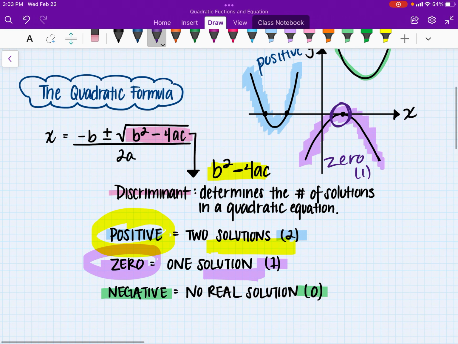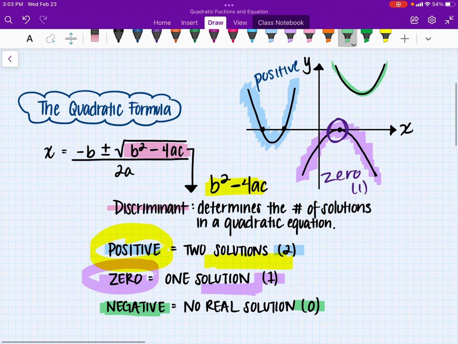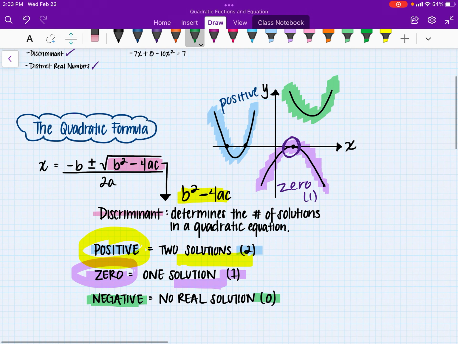Now, the last one in this case, guys, which is a negative. In this case, if you have a negative number when you substitute for the discriminant, then you actually have no solution. So if you take a look at the graph here, at the green one, you want to go ahead and check how many times this graph actually crosses the x-axis, and it actually doesn't cross it. So then our answer there would be a negative discriminant and 0 as our solutions.